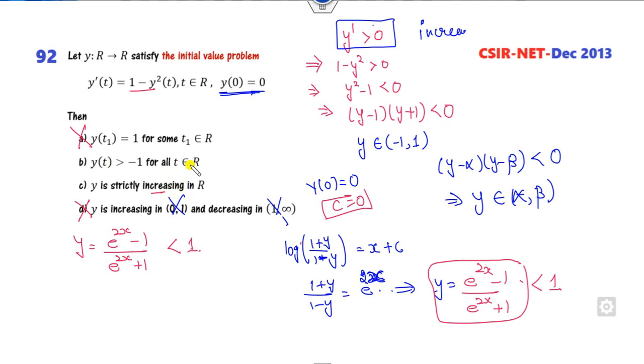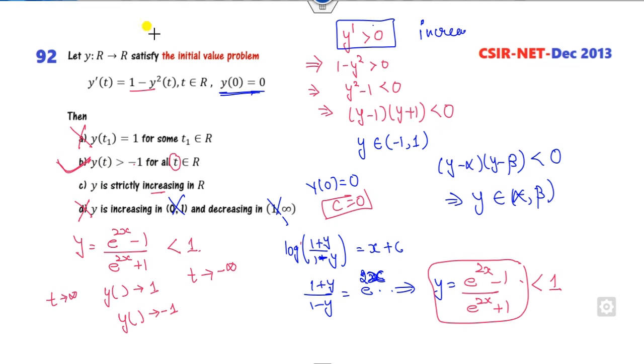Y of t is minus 1 for all the t. So how can you check that? If I simply take t as infinity, what will happen? It goes to infinity by infinity, so it goes to plus 1. It goes to 1, but it is not equality. If I take t as minus infinity, then this value will go to minus 1. Fine. So what is the meaning of that? Y of t must be greater than minus 1. So the lower limit will be minus 1, and the upper limit is less than 1.